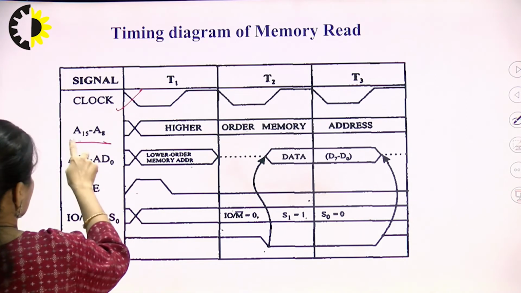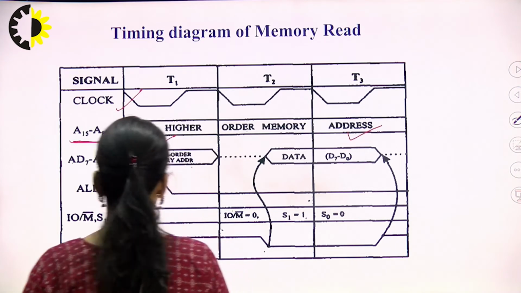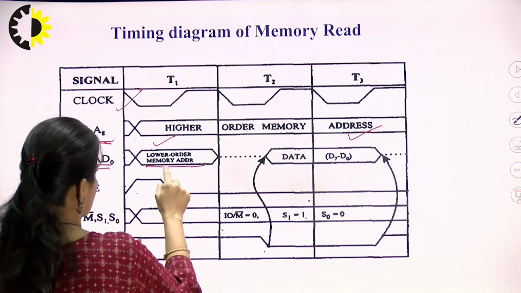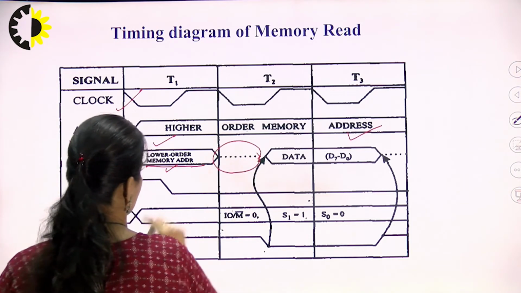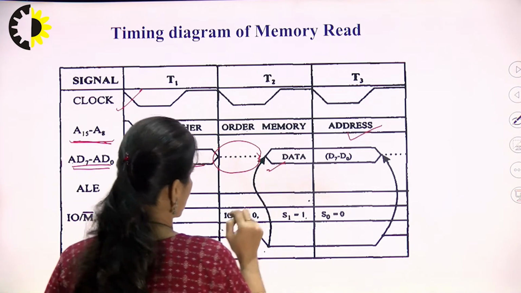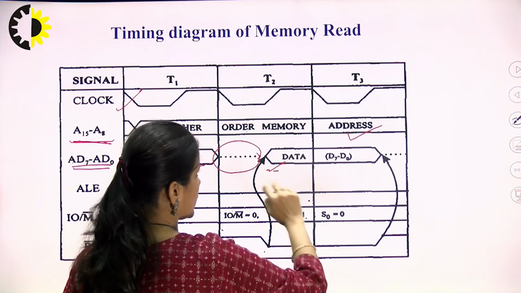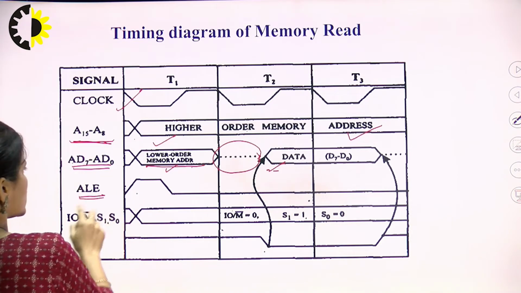This is the higher order address bus, which is latched in the first T state itself and goes till the last T state. The lower order address bus is latched in the first T state, and after this gap, this is the tri-state, and after this the data bus is latched. Lower order data bus, that is D0 to D7, is latched during the later half of the T2 cycle and goes till the T3 cycle. Now this is the ALE signal.